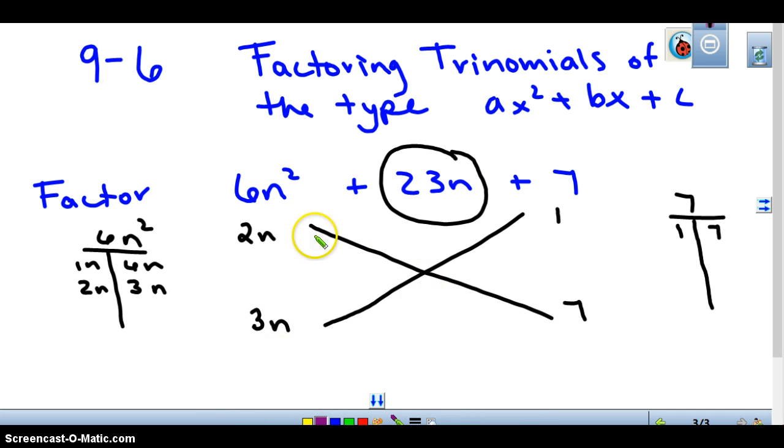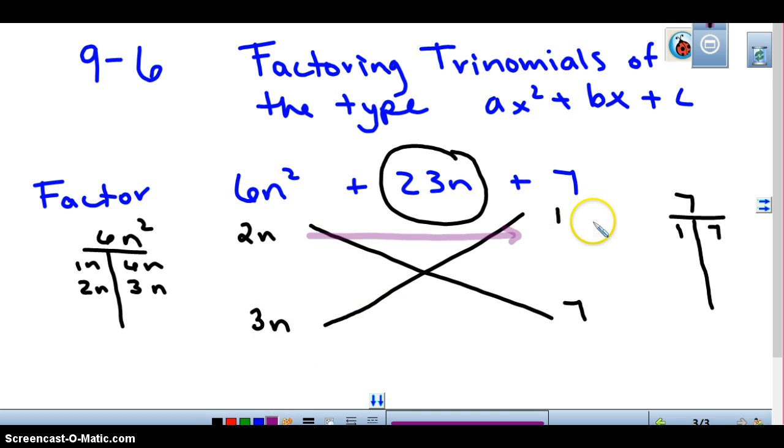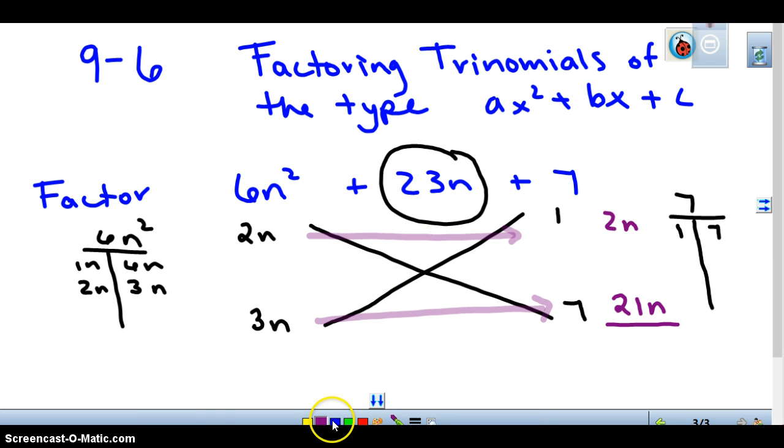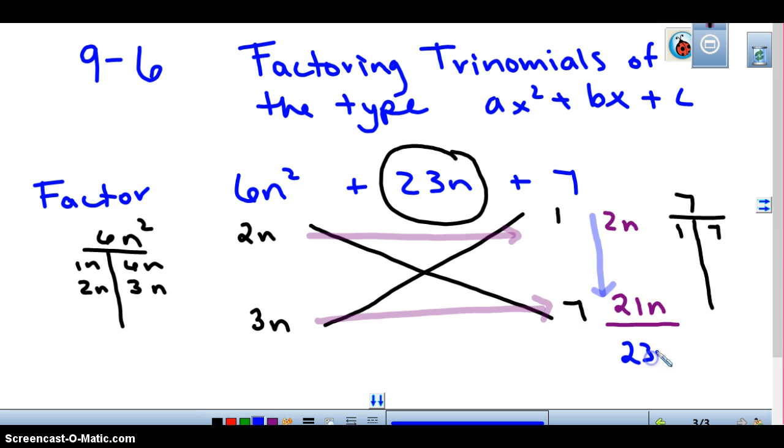If I multiply across, this equals 2n. If I multiply across here, this equals 21n. 2n plus 21n equals 23n. Is that what I was looking for? Okay.